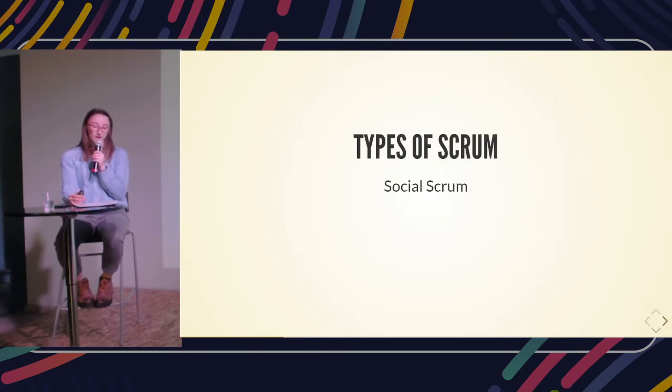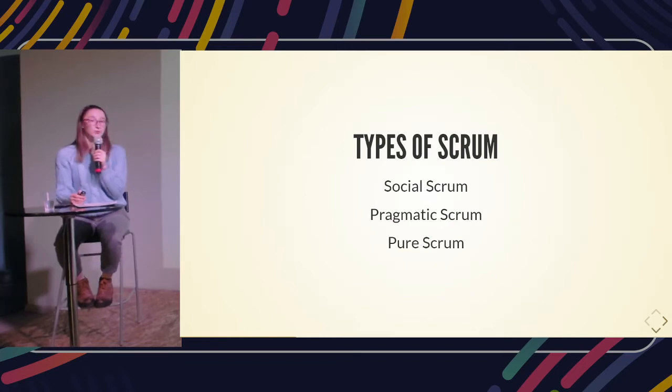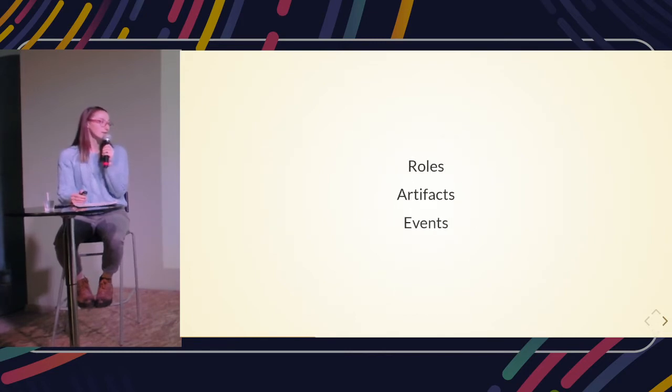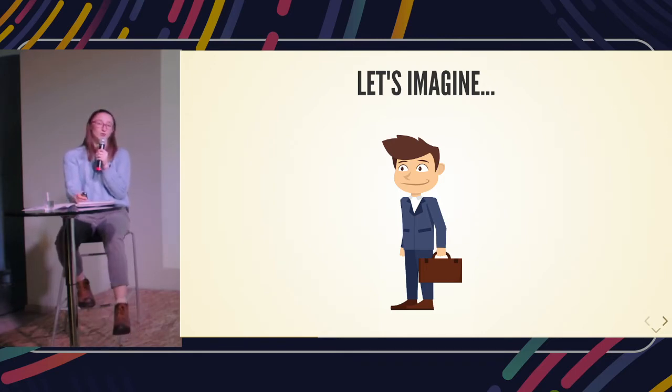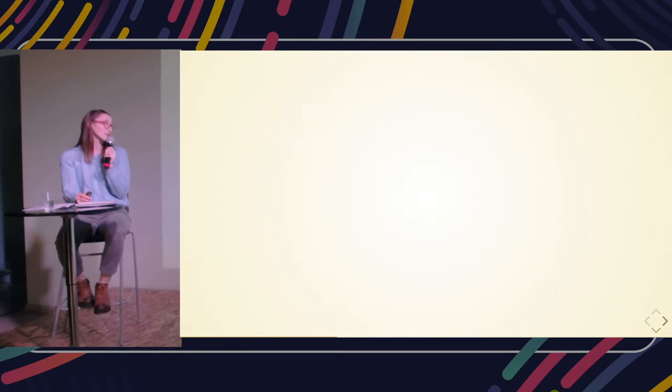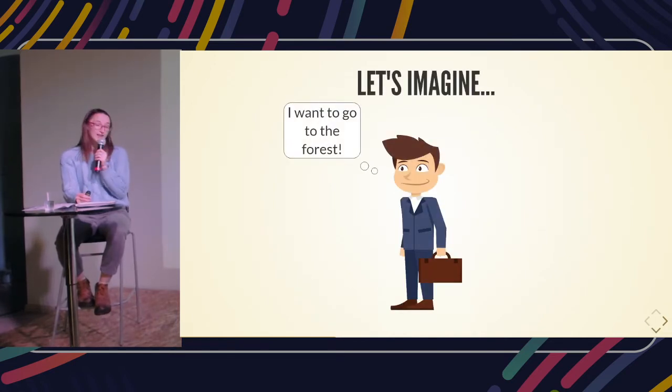There are different types of Scrum: social Scrum, pragmatic Scrum, and pure Scrum, but they are all united by three main things. It's roles, artifacts, and events. I suggest that we look at these things in more detail, and at the general process of Scrum, by a funny example. Let's imagine a modern man that lives in a metropolis and works hard and really wants to relax in nature. It takes a long time to get to the nearest forest, and this man has no time for long trips. So he decides to order a small forest in our company.